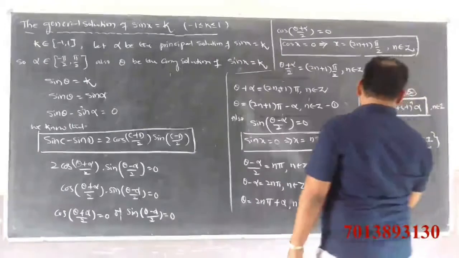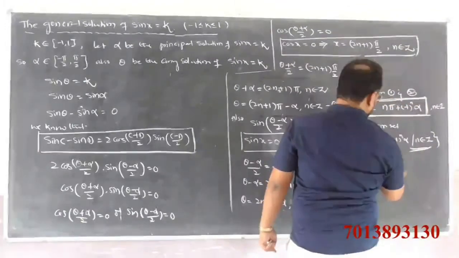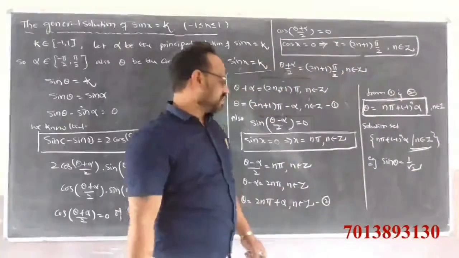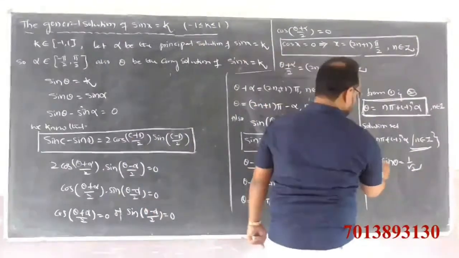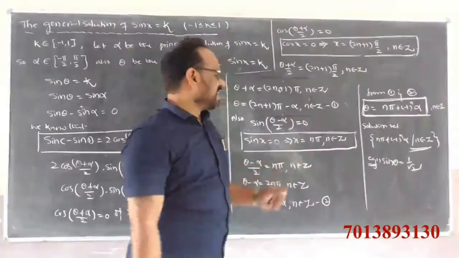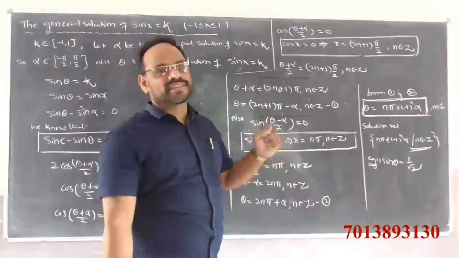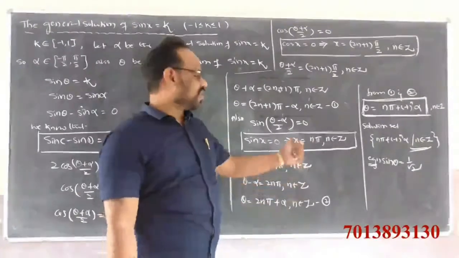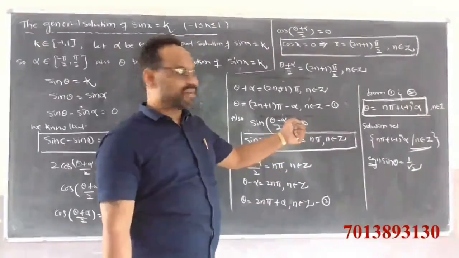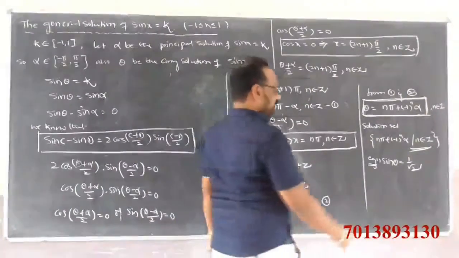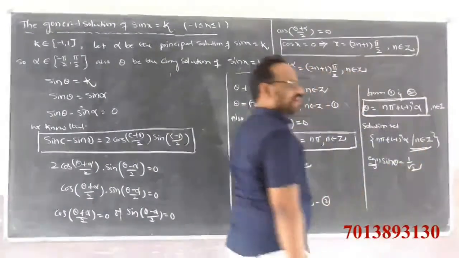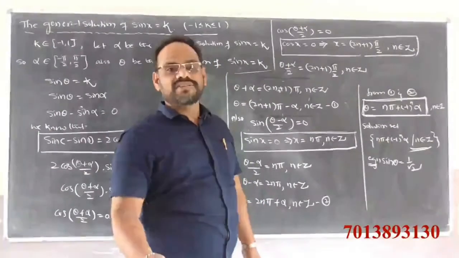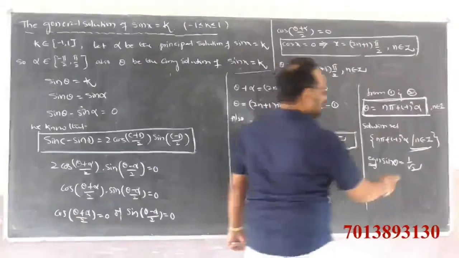For example, take one example: sin theta is equal to 1 by root 2. If sin theta is equal to 1 by square root of 2, we want the general solution of the given trigonometric equation. Already we know that for 1 by root 2, the principal solution, alpha, is clearly pi by 4.